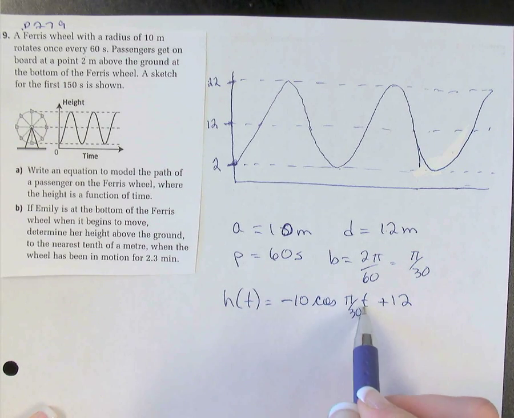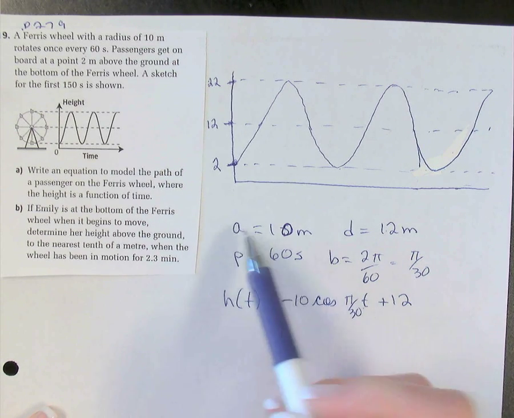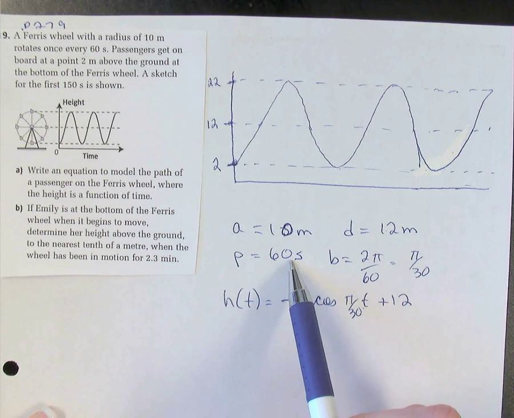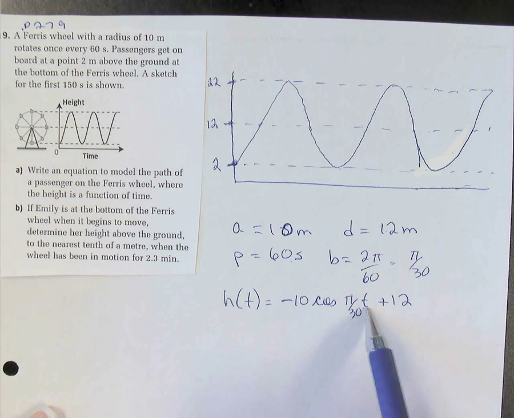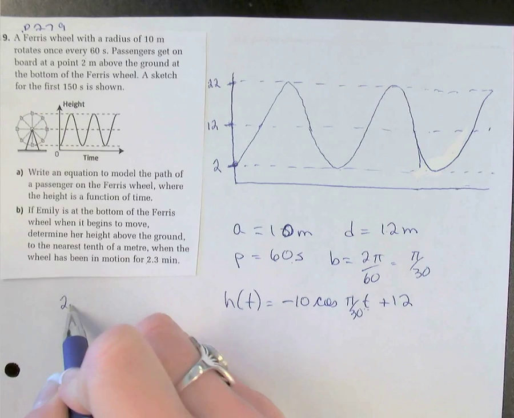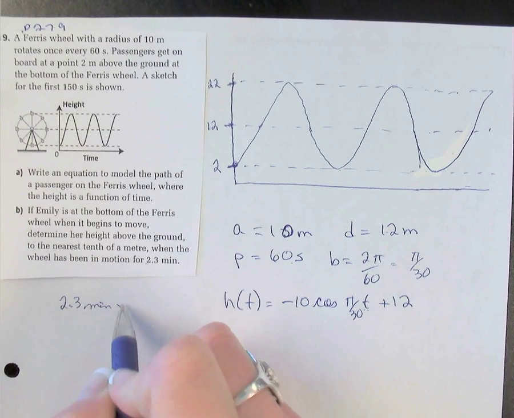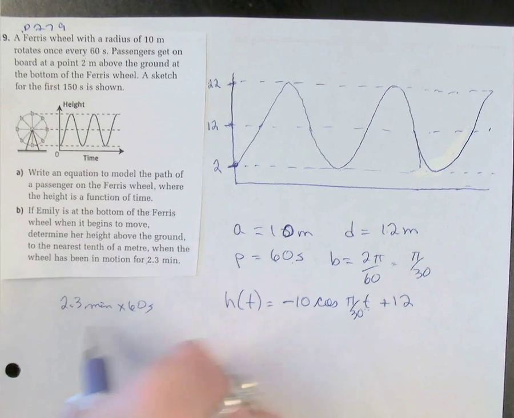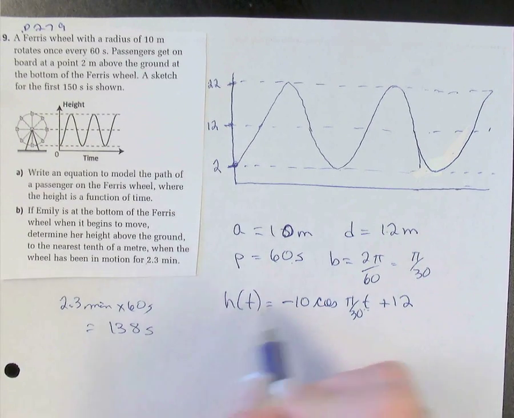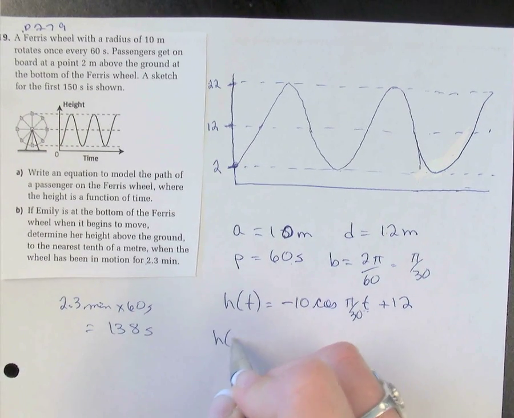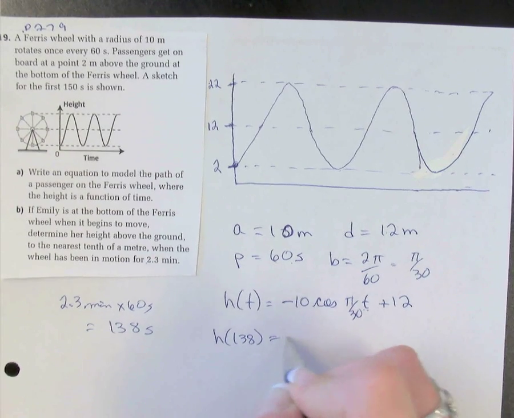Now, when we have our diagram here, remember the period is in seconds, so that means the time that I insert into the equation must be in seconds. So we have to take 2.3 minutes and times that by 60 seconds, which gives us 138 seconds, so that's what we will be plugging in. So we're plugging in h of 138 into our equation.